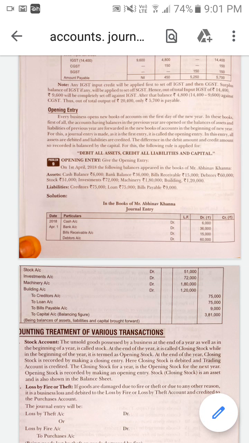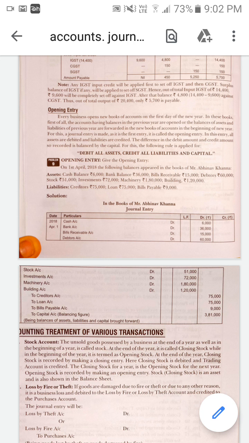And the next one is the opening entry. Opening entry means we have to write the journal entries relating to the opening entry. For every business, they open new books of accounts on the starting day of every year. The accounts which have balances in the previous year, for example on 31st December, will be closed, and on January 1st they will open the new accounts.